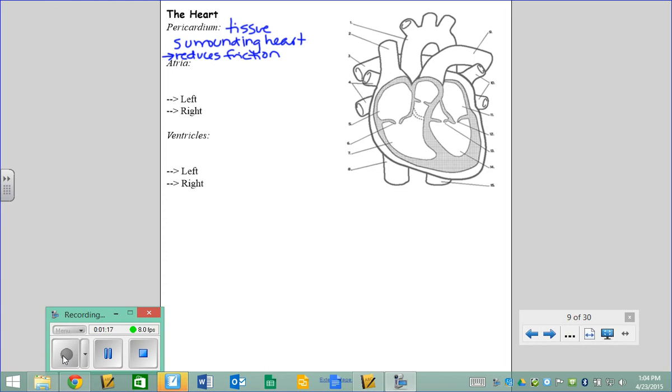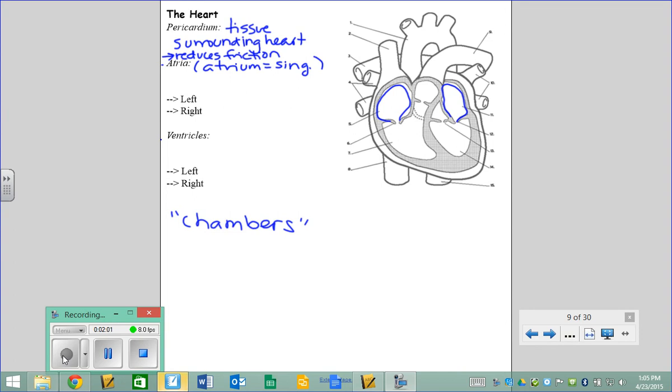So the first thing that we're going to talk about in terms of the structures of your heart are the chambers. There are two types of chambers. They are called atria and ventricles. Now these two spaces at the top, this one and this one, represent the atria. Atria is the plural word. If I wanted a singular word, I would say atrium, just like the atrium that we have in our school. The atrium is a chamber, it's a space.